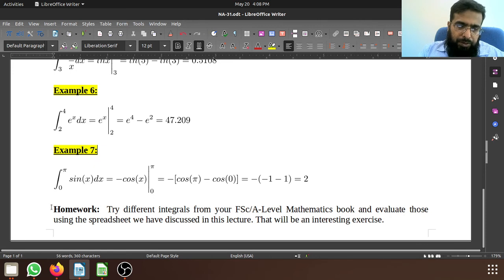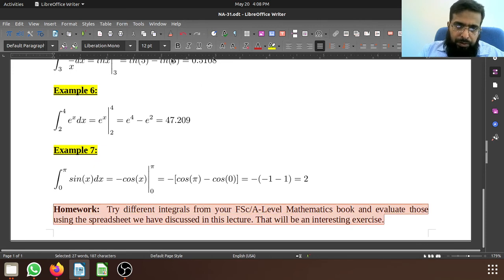That's all for this lecture, but at the end of today's session we have a homework. You need to try different integrals from your FSc or A-level mathematics book and evaluate those using this spreadsheet, the Weddle's rule spreadsheet that we have discussed in this lecture. Of course that would be an interesting exercise. Soon I will be sharing this sheet and the sheet that we use for Simpson's rule, so that you can make different experiments.